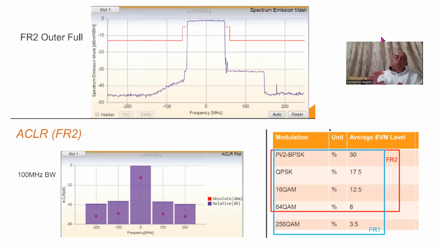So now, the ultimate goal is that we have a transmitter, and we have to validate the transmitter in the simulation as if it was on the bench.